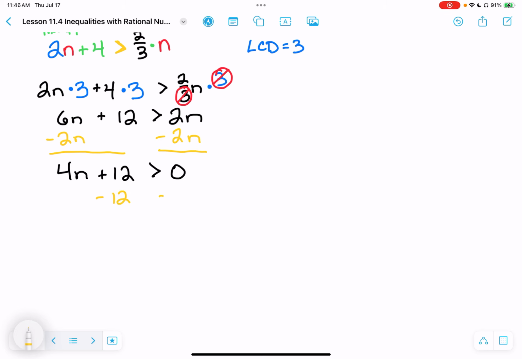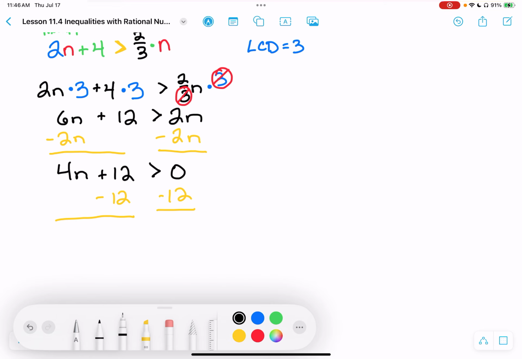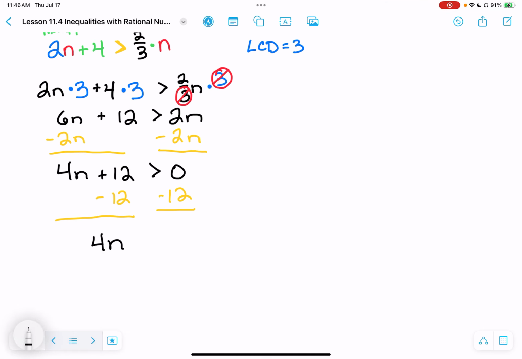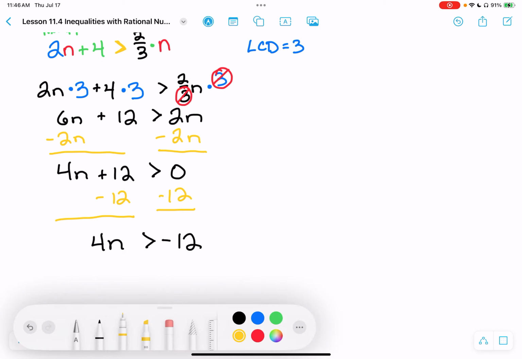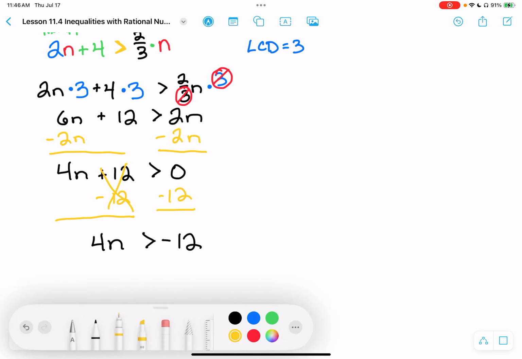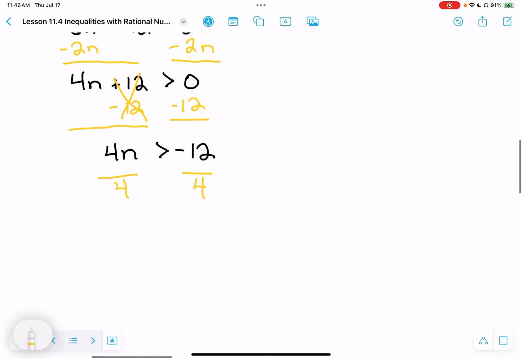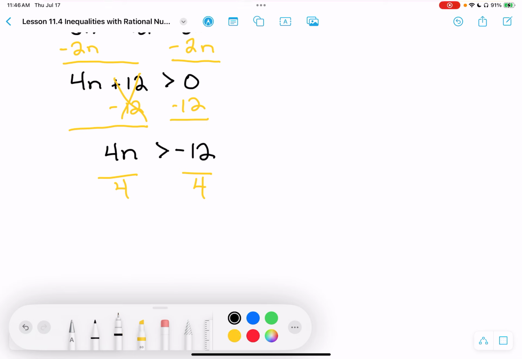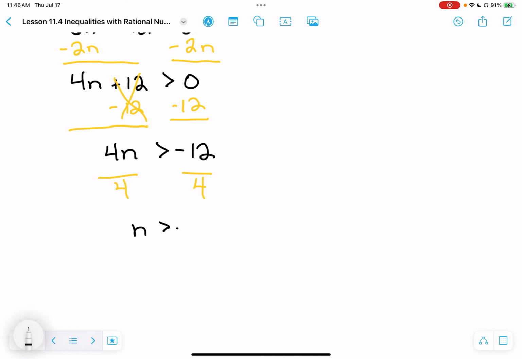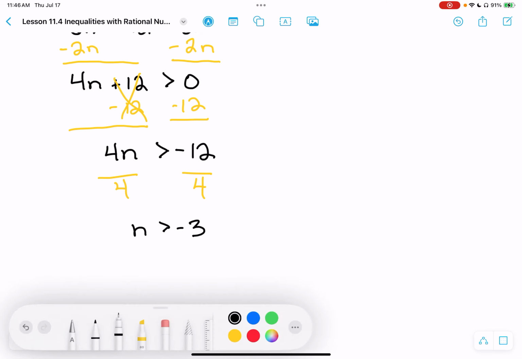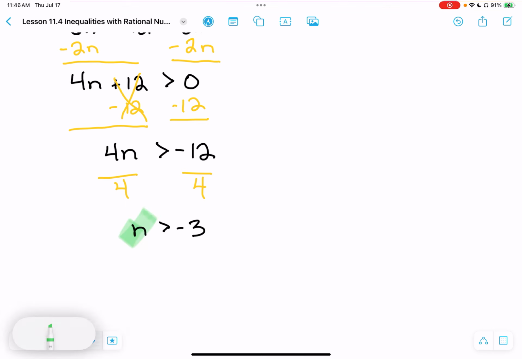We'll subtract 12 on both sides. So the way I'm doing it is, I think, the easiest way, even though it does look a little weird. Let's make sure we X this out. We'll divide by 4, and we end up with n is greater than -3. In my opinion, easiest way to solve it. That would be our final answer, n greater than -3.